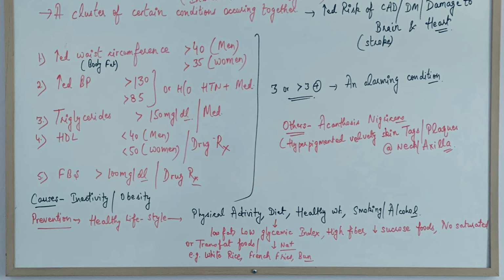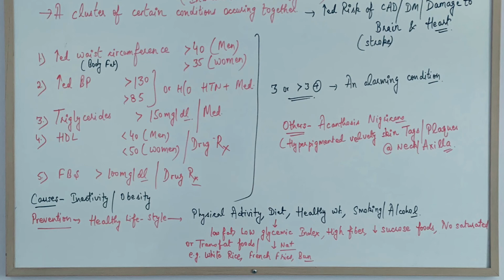And for example, which foods we have to avoid. White rice has a very high glycemic index, so we should reduce the consumption of that. Then french fries, whether baked or deep fried, are very rich in saturated fats and have high levels of sodium. And then buns have less fiber in them, so we should avoid the intake of these foods.